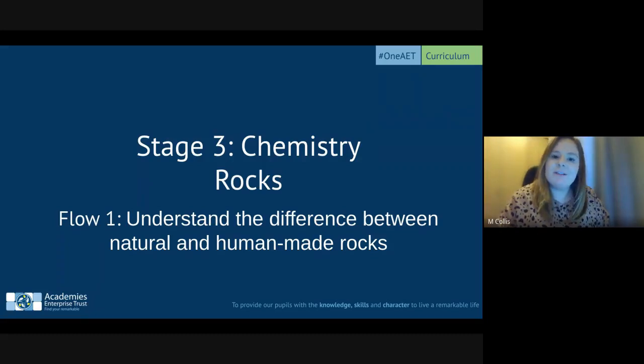This is our first science lesson back after the half term, and we are going to be starting a brand new unit, which is all about rocks. So today's lesson, we are going to be understanding the difference between human-made rocks and natural rocks.